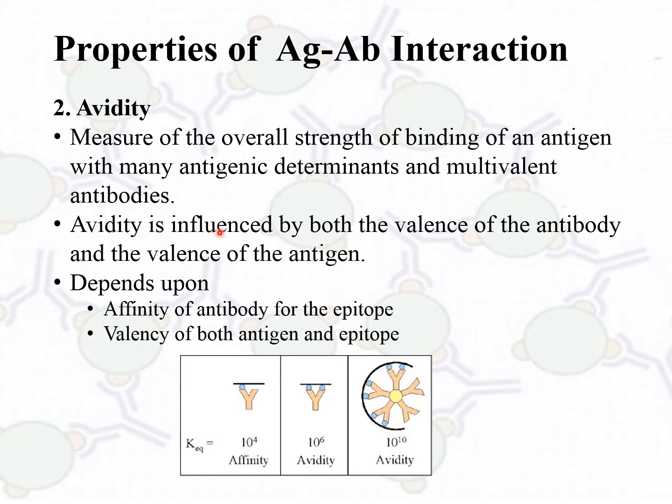So avidity is influenced both by the valency of the antibody as well as the antigen. Avidity depends upon the affinity of the antibody for the epitope as well as on the valency of both antibody and antigen. Here you can see when one epitope is involved, we calculate the affinity. When more than one epitope is involved, we calculate the avidity, and the avidity increases with the valency of the antibody as well as that of the antigen.